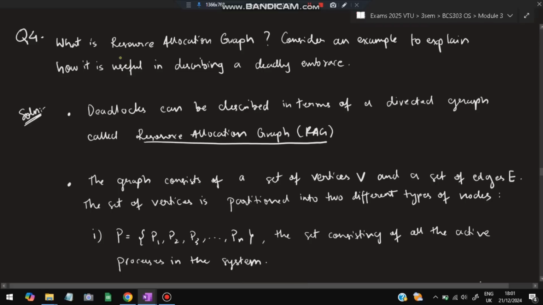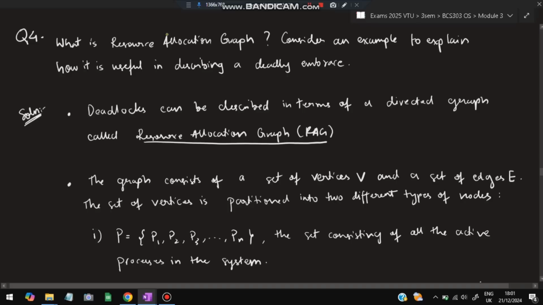Okay. Moving on to the fourth super important question, which is what is resource allocation graph, RAG. Consider an example to explain how it is useful in describing a deadly embrace. Okay, means how it describes a deadlock. Okay, by using resource allocation graph, how can you identify if there is a deadlock or not?